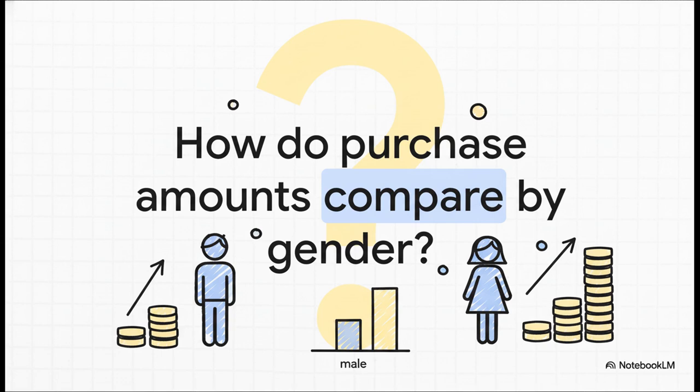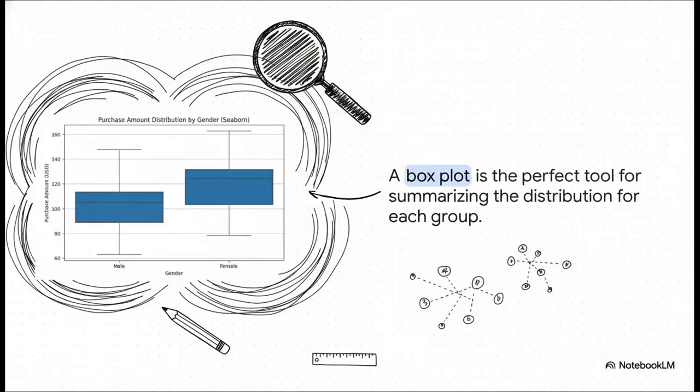This lets us ask much deeper questions, like, is everybody spending about the same amount of money, or are some groups spending more than others? For example, let's ask, how do purchase amounts compare between men and women in our dataset? For a question like that, the box plot is your absolute best friend. Seriously, it packs so much information into such a simple little shape.